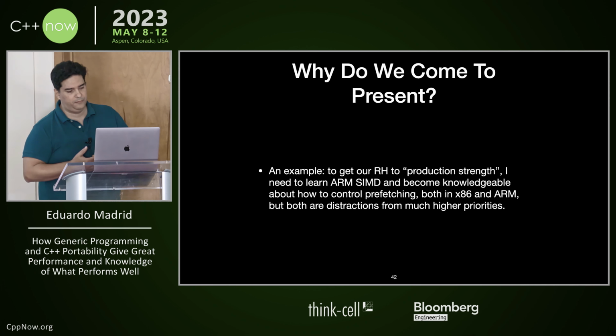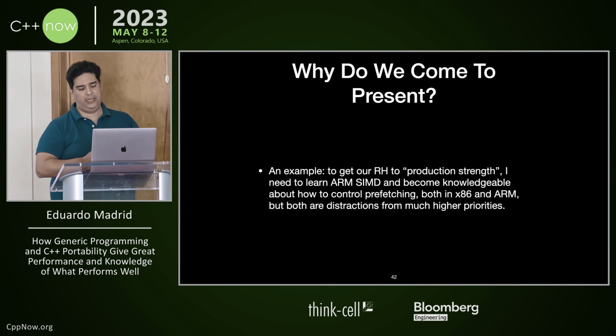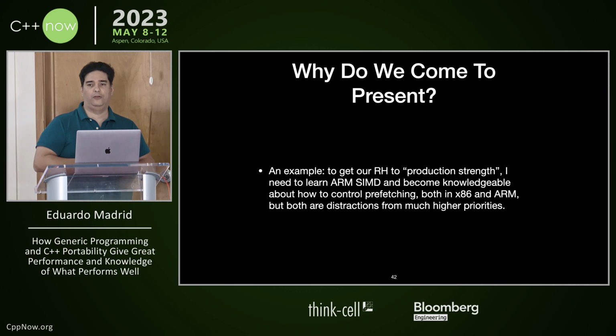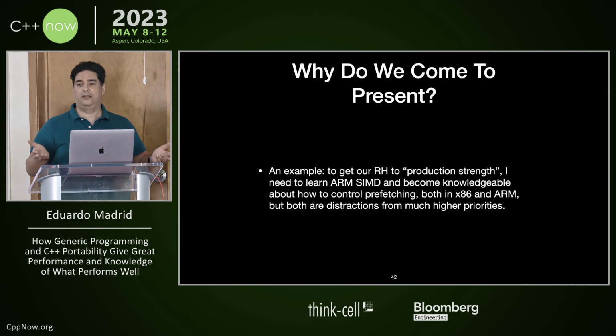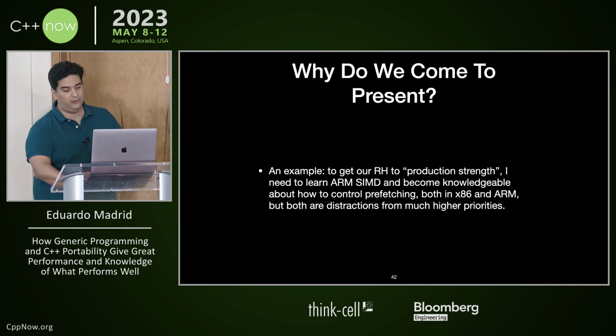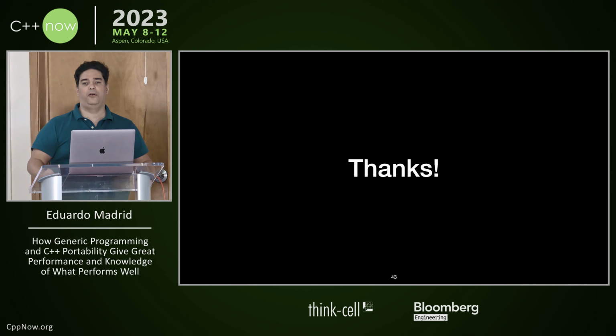Well, I was telling you that to get my Robinhood to production strength, I need to learn SIMD on the ARM platform, and how to control prefetching, and this includes how to benchmark things that use prefetching. It's something that I really don't know, along with things like the number of page swap misses. And to be honest, they are somewhat of a distraction from other higher priorities that I have at the moment. Well, I really thank you for having come, and this is the opportunity to go back to any of the topics if you want at this point.